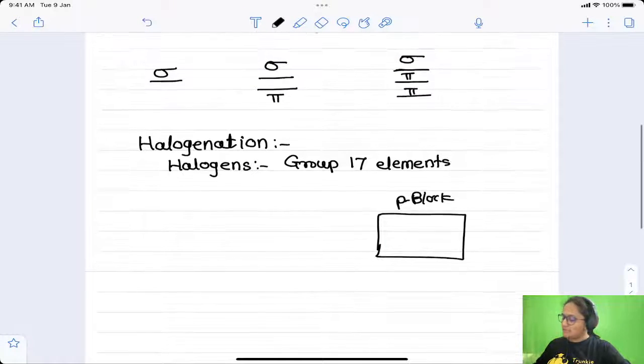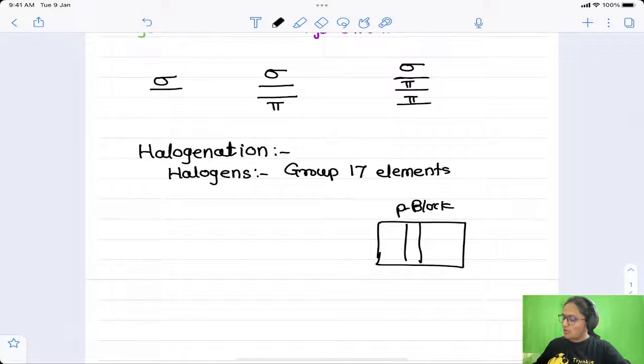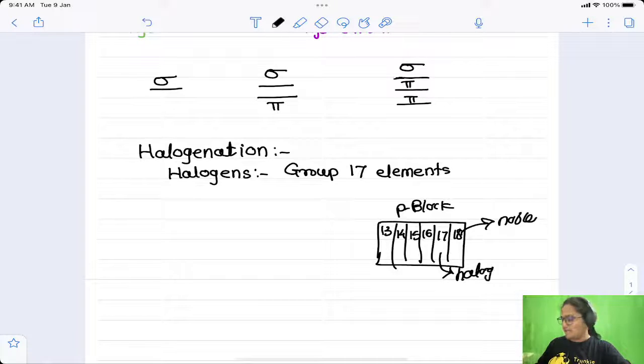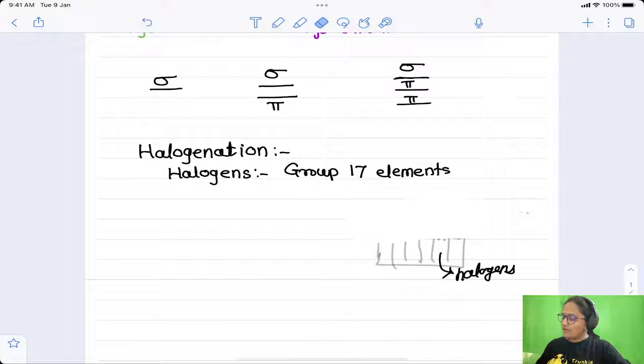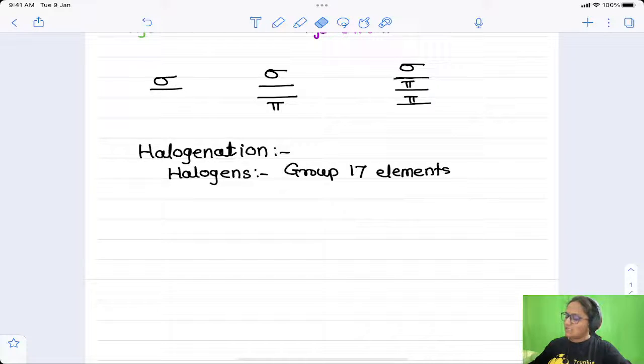In this P block, there are 6 groups, right? So this is group number 13, this is 14, 15, 16, 17 and 18. The 18th is the group of noble gases or inert gases, whereas 17 is the group of halogens, right? That's why these are group 17 elements, that is halogens. Why are the group 17 elements called halogens? There is a reason for that.